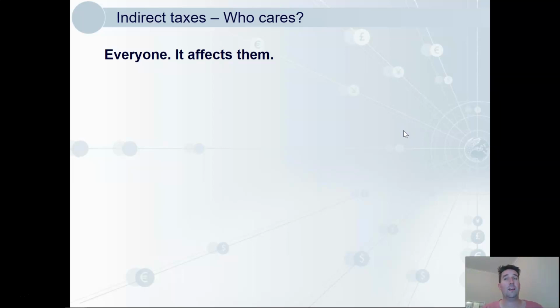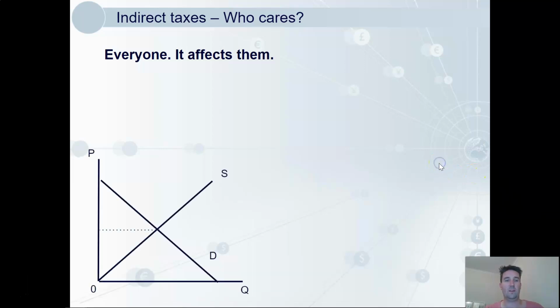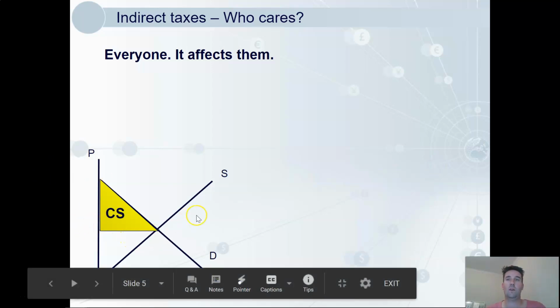Can you please pause here and draw up a simple demand and supply diagram, no tax, and draw on the consumer surplus? This is revision for you. All right. As I'm sure you got, the consumer surplus is the area above the equilibrium price and under the demand curve. So this triangle here.